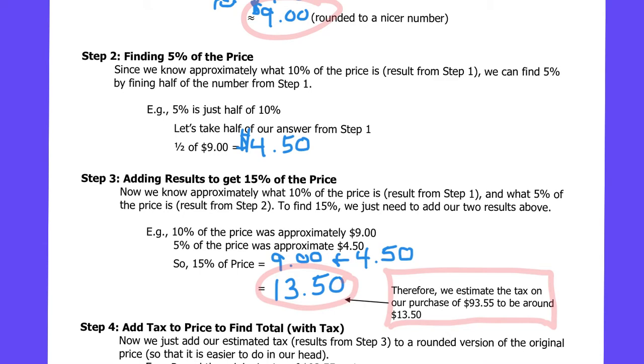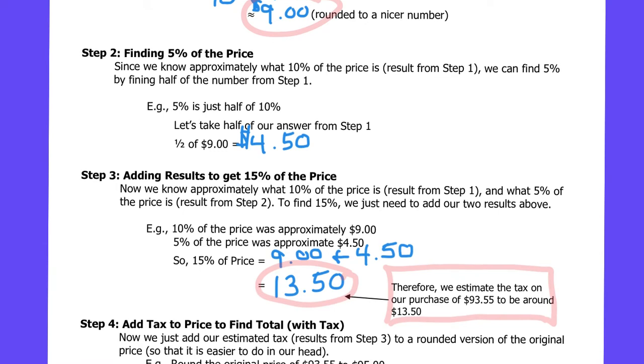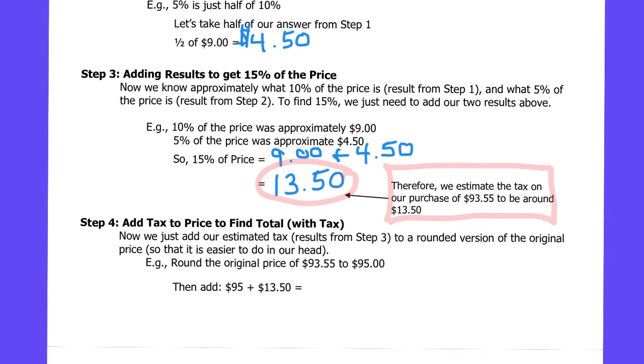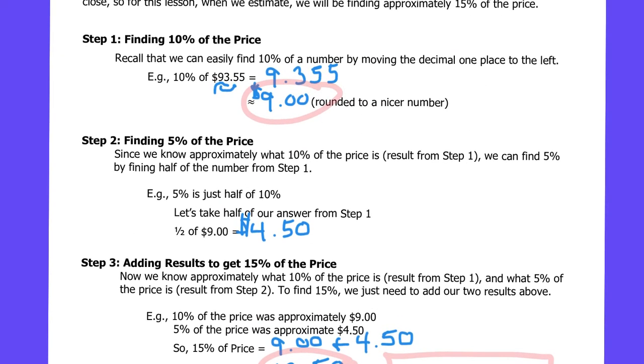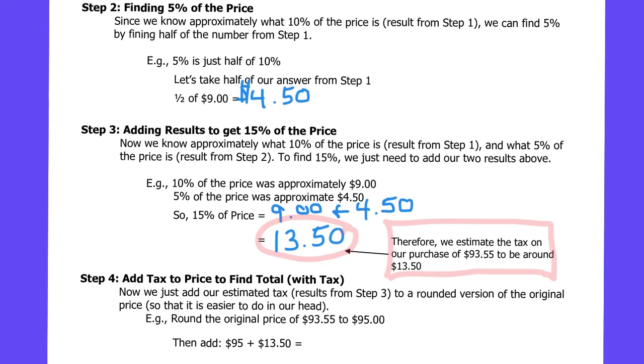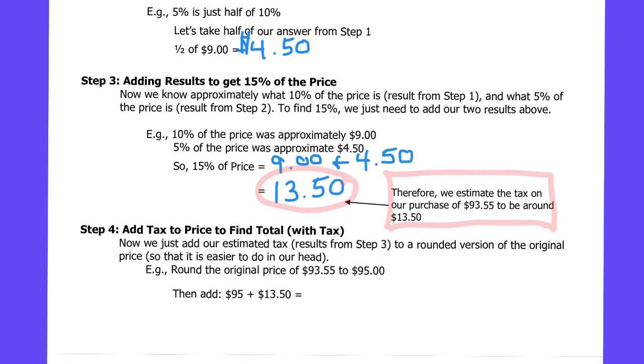So to find our total, we now would just want to add that tax, that $13.50, to our original amount. So that is our last step. So we're going to take our $95. We're also going to round the original price. So the original price was $93.55. But again, when we're trying to add that without a calculator, it's a lot better just to use a nicer number. So we're going to round that $93.55 into just 95. So that's where I got this 95 from.